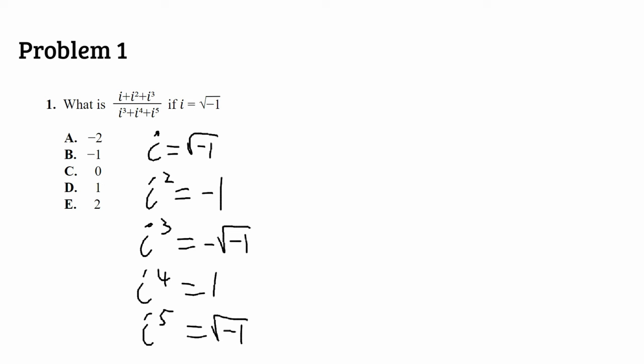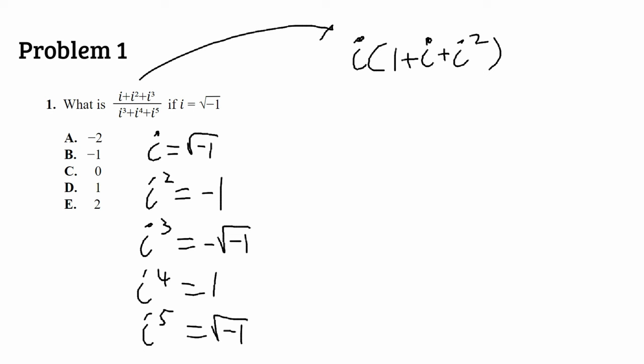Now the quicker way to do this would be to factor both the numerator and the denominator. Let's work with the top, the numerator. We have a greatest common factor that is i, so i times 1 plus i plus i squared. Remember, i times 1 is i, i times i is i squared, and i times i squared is going to be i cubed. So that's how we convert from this to this.